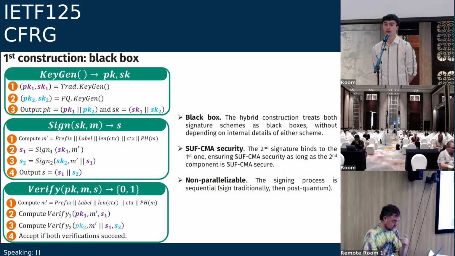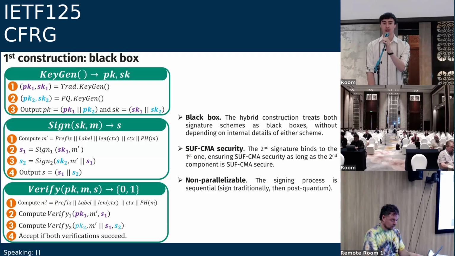The first one is a black box construction, which means the two underlying signature schemes are treated as independent modules. The idea is quite simple. The hybrid signature is composed of a signature from the traditional signature scheme, the first component, and the second signature is a signature not over the message, but over the concatenation of the message and the first signature. This binding ensures that a valid hybrid signature cannot be modified without breaking the SUF-CMA security of the second component algorithm.